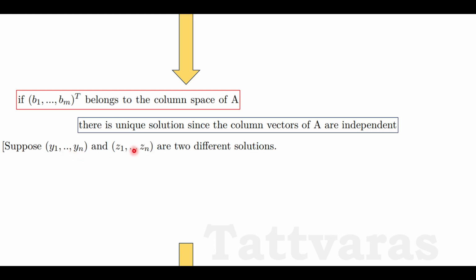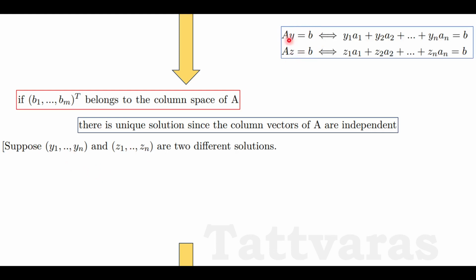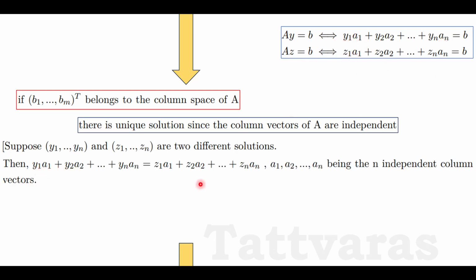Suppose we have two different solutions. Now when I say that there are two different solutions, it means that y and z both satisfy this, right? Then only this is a solution. And Ay = b can be written down like this, where a1, a2, ..., an are my columns of A, and y1, y2, ..., yn are the elements of y. So the same for Az = b. Now since both sums are equal to b, we can say that this is equal to this.